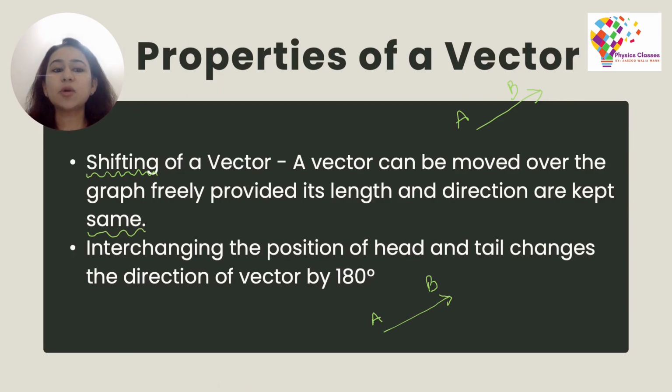Now you can also interchange the position of the head and tail. That will change the direction of your vector by 180 degrees. So suppose I want to rotate my vector by 180 degrees, then I keep the length the same, but I change the arrowhead to the other side. So this is AB vector. You can call this AB dash vector, which has been rotated by 180 degrees. The direction has become completely opposite, although magnitude-wise it is still the same.